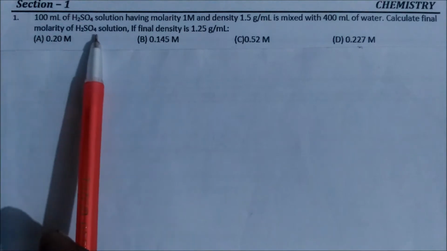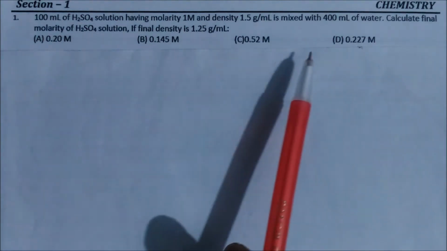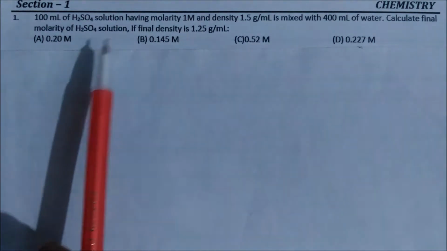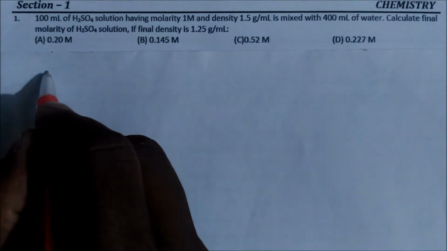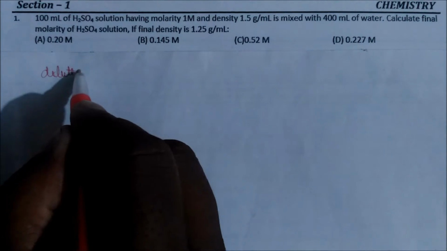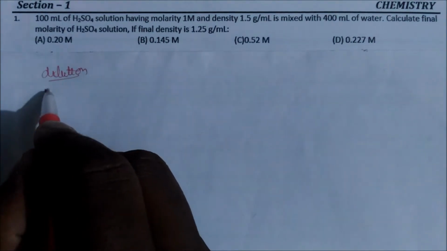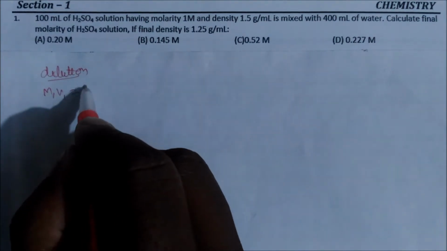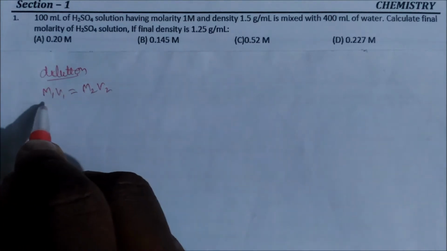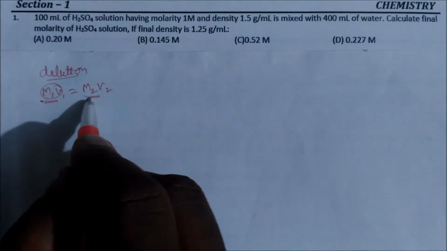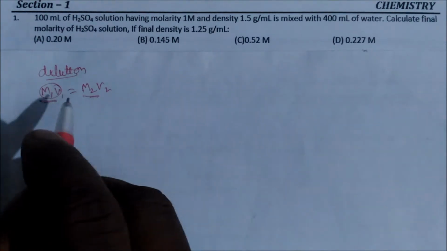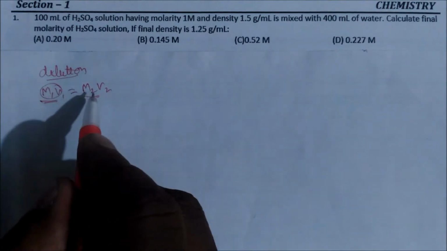This means that you have 100 ml of H2SO4 and you are adding 400 ml of water, so the solution is getting diluted. In the dilution technique, we can use the formula M1 V1 = M2 V2, because M1 V1 means moles before dilution and moles after dilution will be M2 V2. So moles remain the same, but molarity will change.